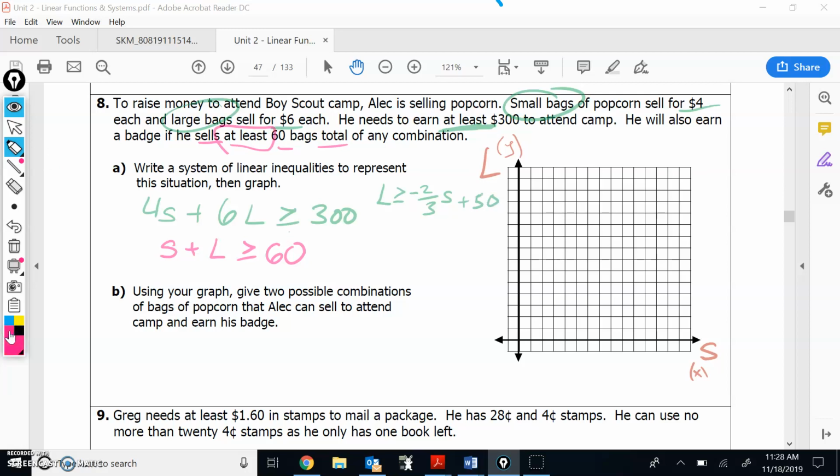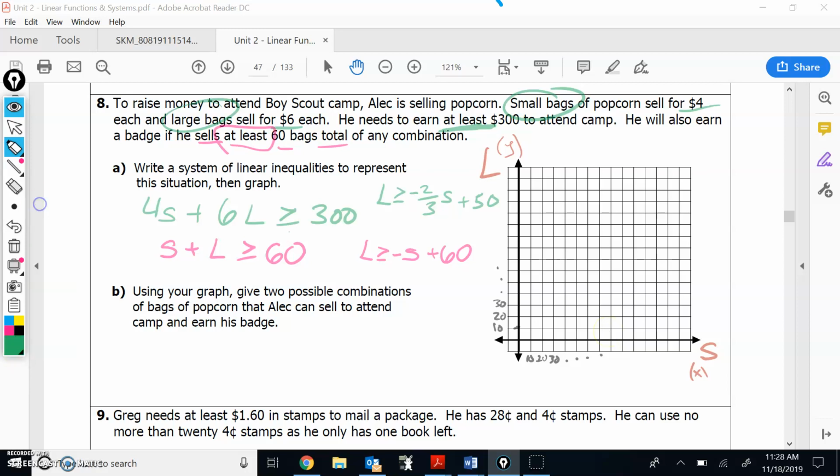The first equation, also solving for L in the second. Again, L I'm making like our y value. L is greater than or equal to negative S plus 60. So looking at our y-intercepts, they are 50 and 60. So maybe we make each tick mark go up by tens and so on. And the S's, let's also make them go up by tens and see what happens.